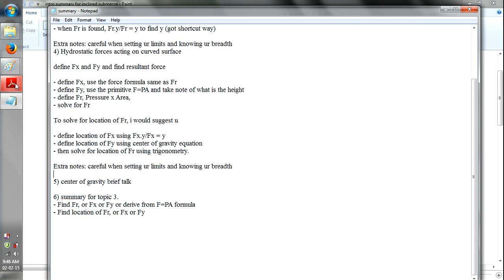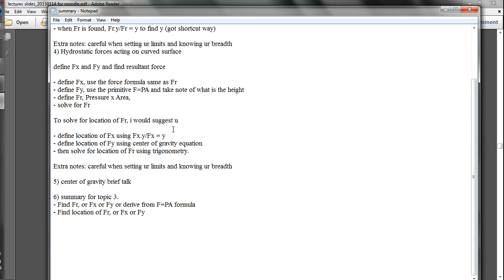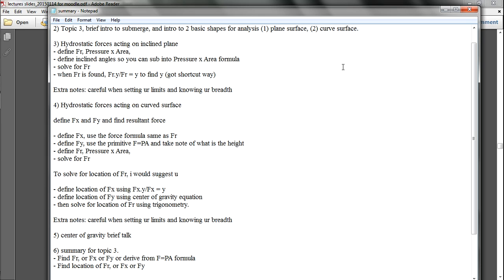Okay, so this video will talk about how to solve for the location of FR, to solve for hydrostatic forces acting on a curved surface. Previously we talked about the inclined plane, now we talk about the curved surface.